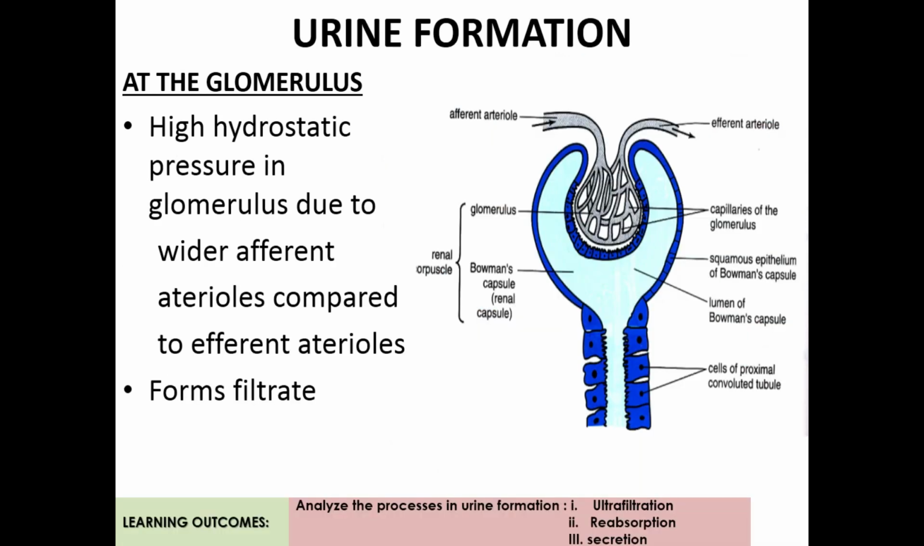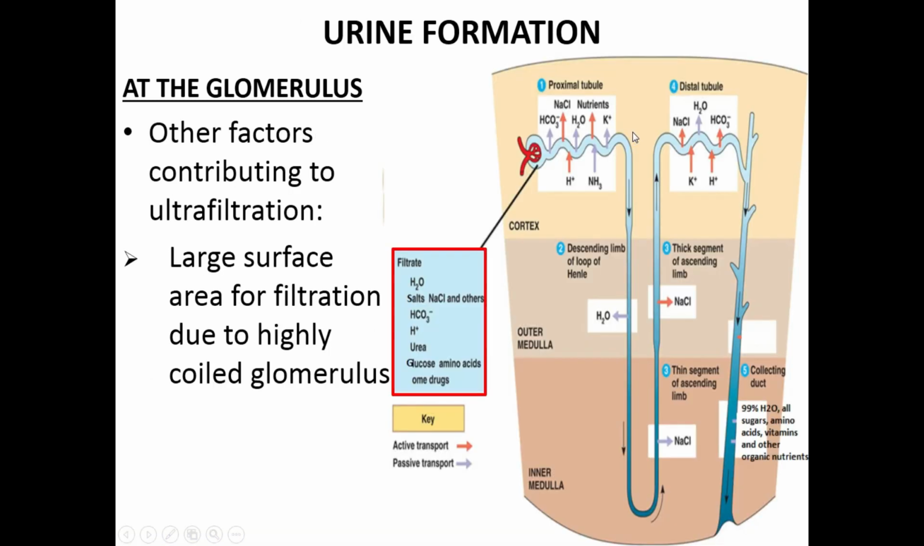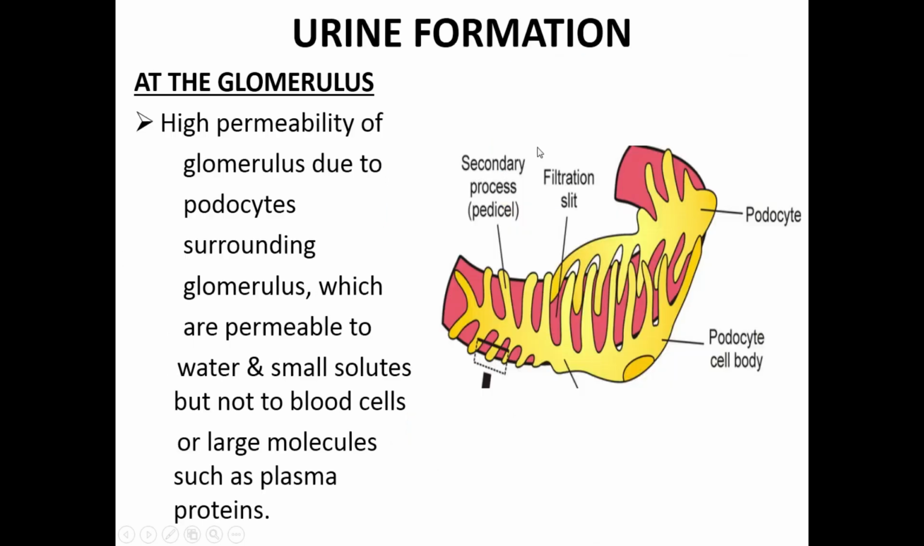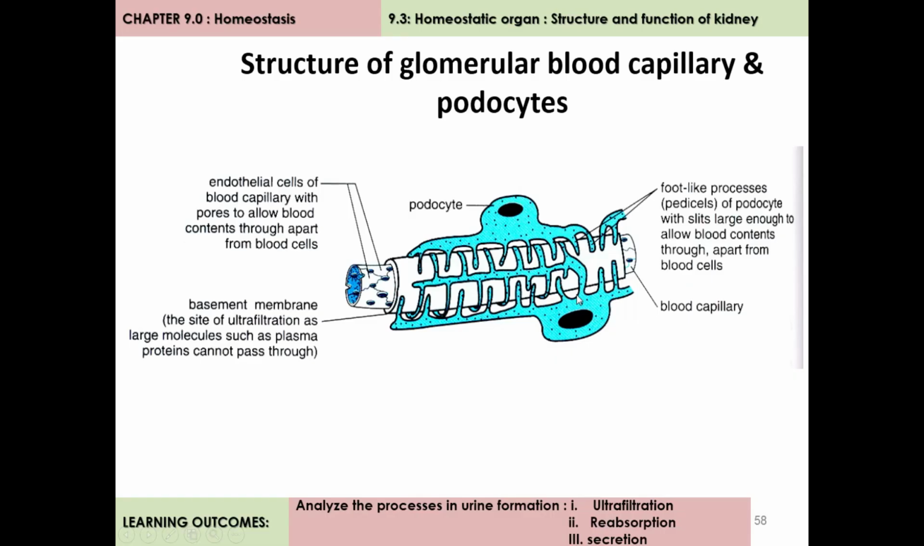Yang pertama, faktor pertama ialah high hydrostatic pressure because of afferent arteriole ini lebih lebar, wider compared to efferent arteriole. Okay, yang kedua ialah large surface area because of a highly coiled glomerulus. Dan yang ketiga ialah dia ada podocyte. Podocyte ini dia akan surround the glomerulus. Dia permeable kepada water dan juga small solute but not to blood cell and large plasma protein.